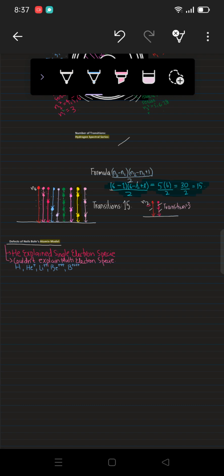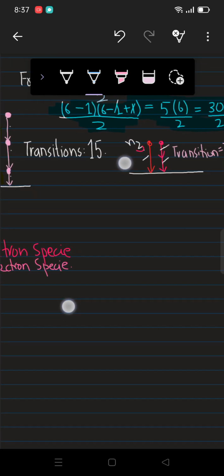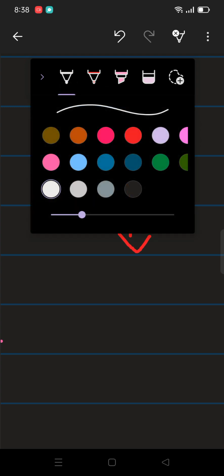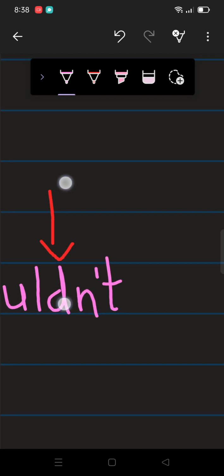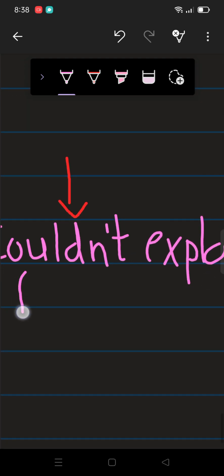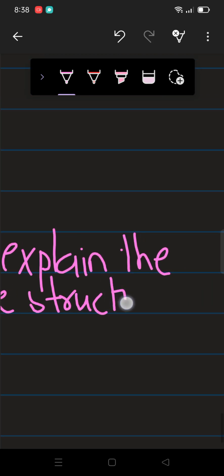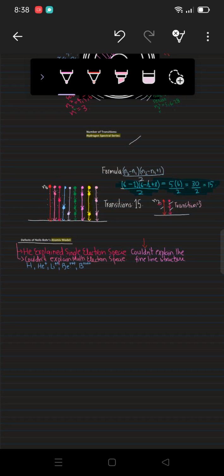Second, it cannot explain the multiplicity of the spectral lines, like the fine line structures which were observed under a high resolving power spectrophotometer, right? So let me write this here. Could not explain the fine line structure which was observed under high resolving power of spectrophotometer, right? So he could not explain that too.